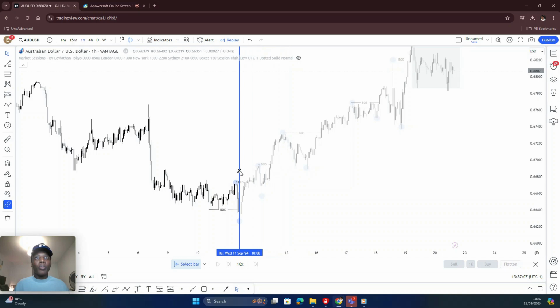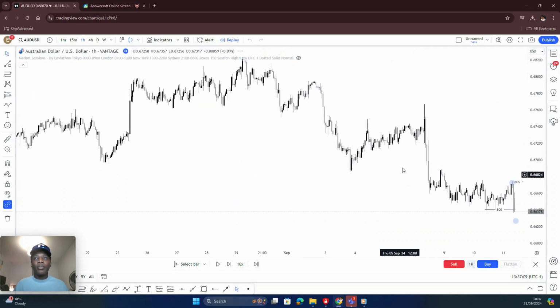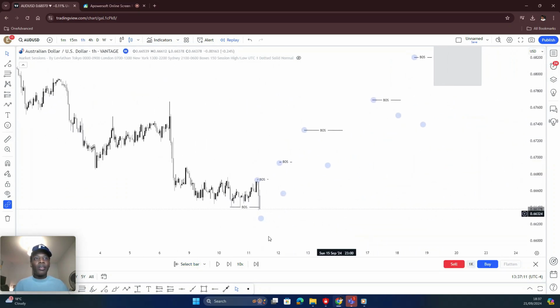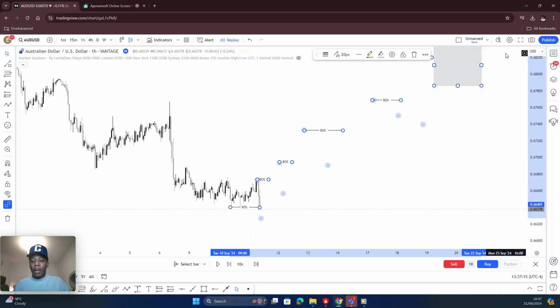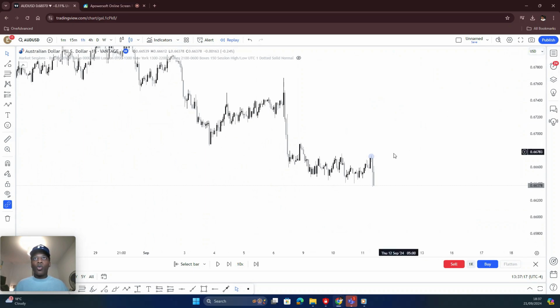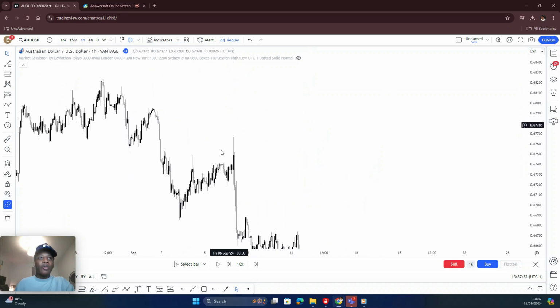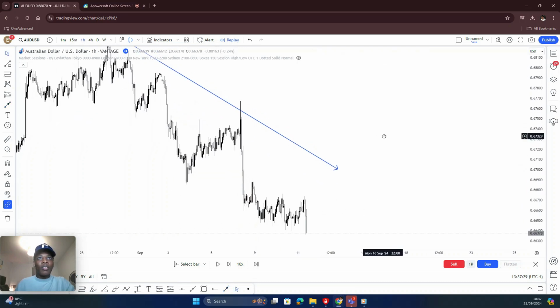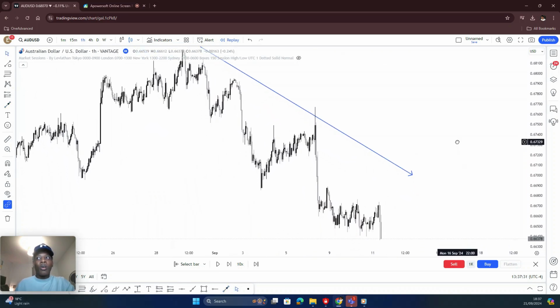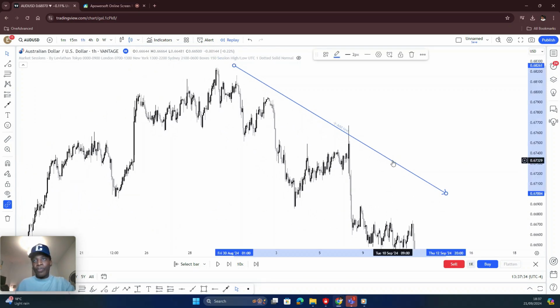Okay, replay. Boom. I'm going to come through here. Cool. Now, I see that right here, in this downtrend, price is making lower highs and lower lows to the downside, creating a break of structure. So we are currently in a downtrend.